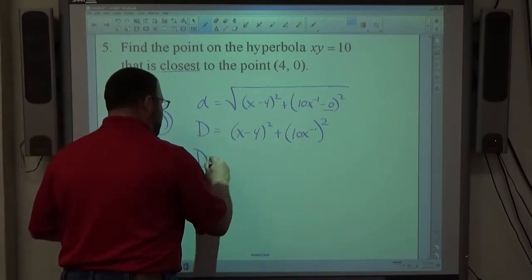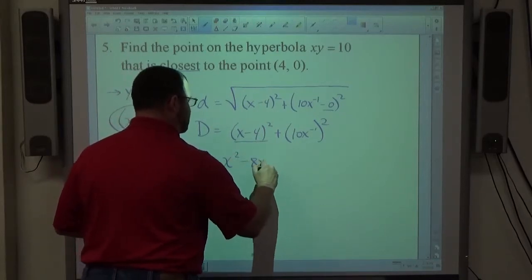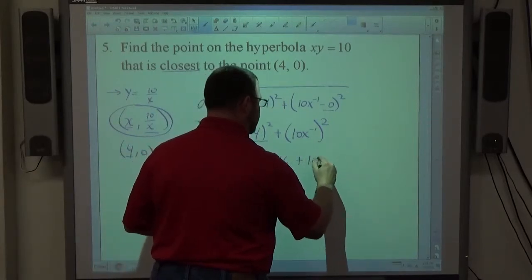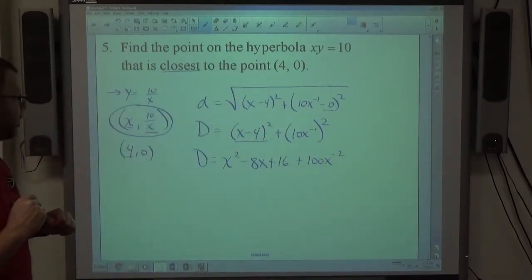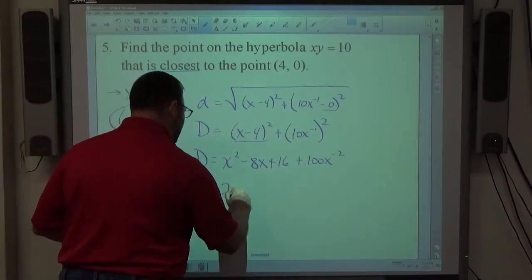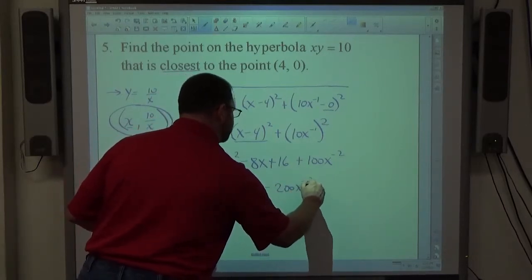So if I simplify as much as possible, (x minus 4) squared is going to be x squared minus 8x plus 16. (10x to the negative first) squared is going to be 100x to the negative second. That's what I'm trying to minimize in terms of x. D prime is going to be 2x minus 8 minus 200x to the negative third.